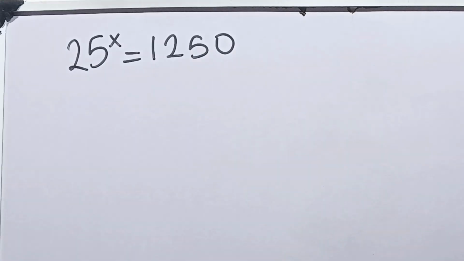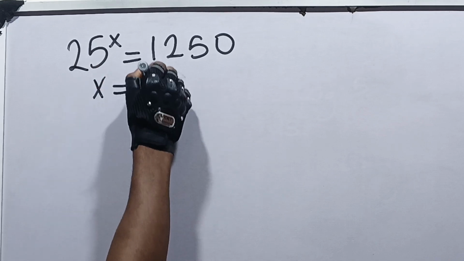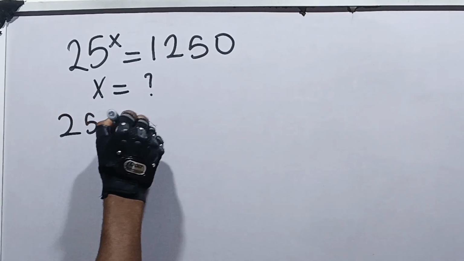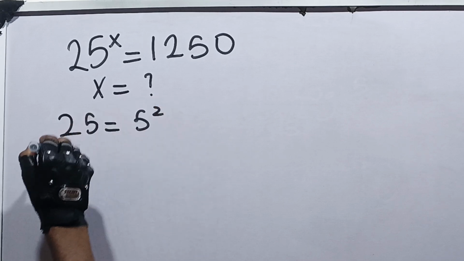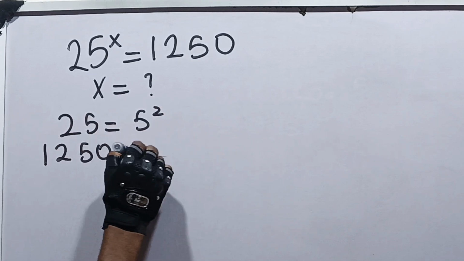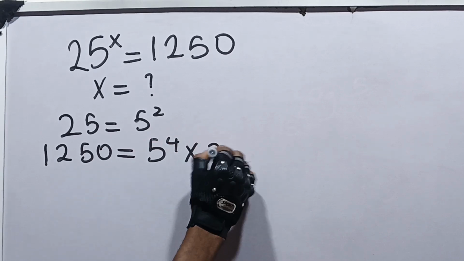Let's solve this together. It says 25 raised to the power x is equal to 1250. We're required to solve for x in this question. Okay? First things first, 25 can be re-expressed as 5 squared, and 1250 can be re-expressed as 5 raised to the power 4 multiplied by 2.